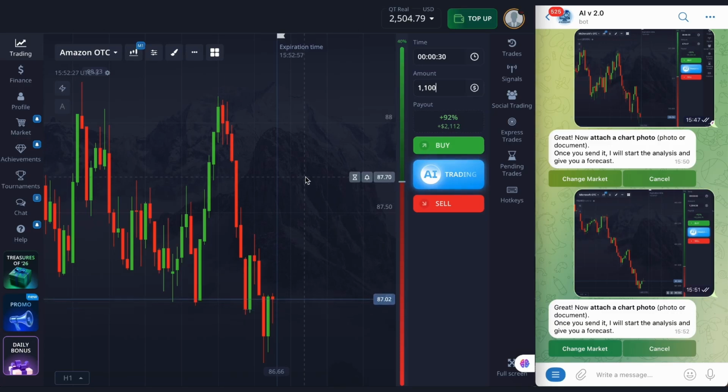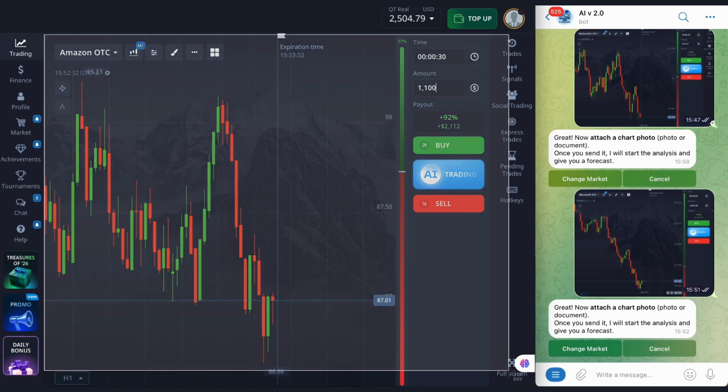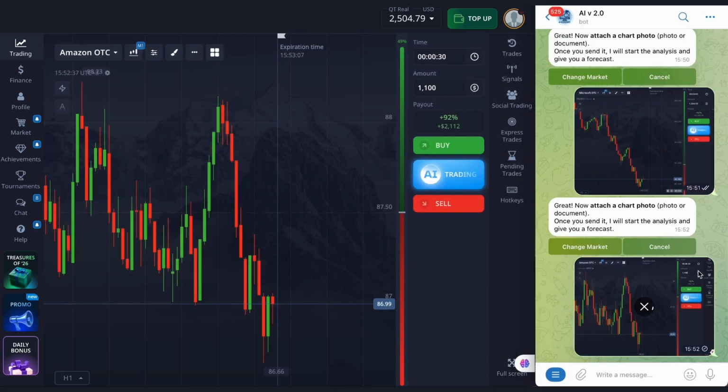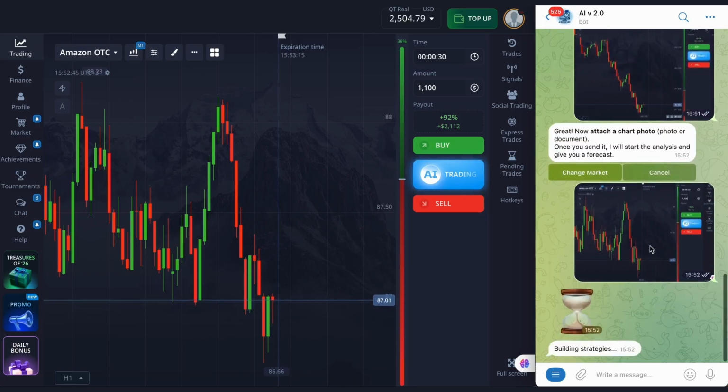Alright, let's go ahead and take a nice screenshot of our chart, ladies and gentlemen. Taking a very good chart of our Amazon OTC and attaching it to our AI screener. We're gonna hold on tight and see, ladies and gentlemen, what the prediction is gonna be for our last trade. Once we send it, it's gonna start the analysis and give us the forecast. And yes, it has started. It's building strategies and studying candlesticks. And ladies and gentlemen, what is this gonna be?